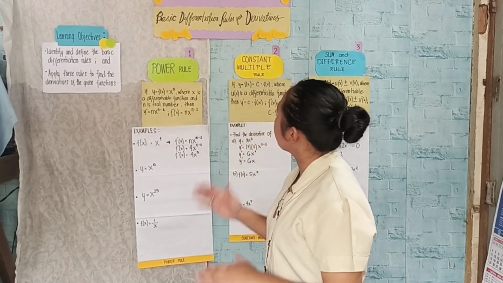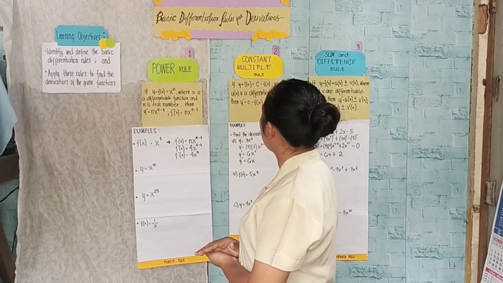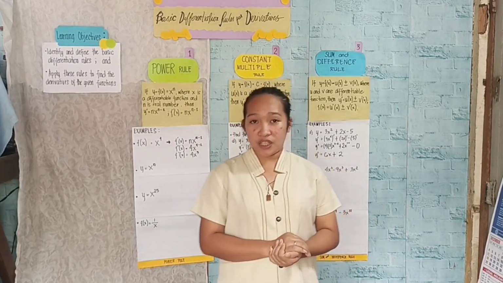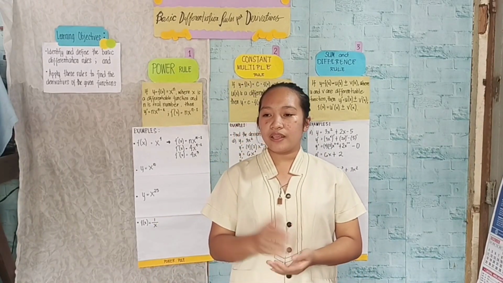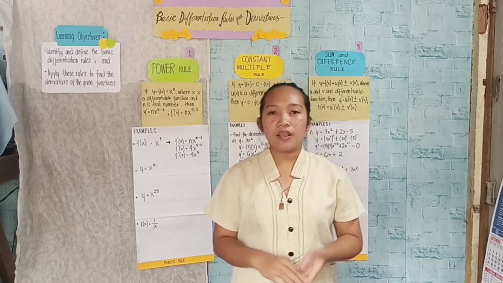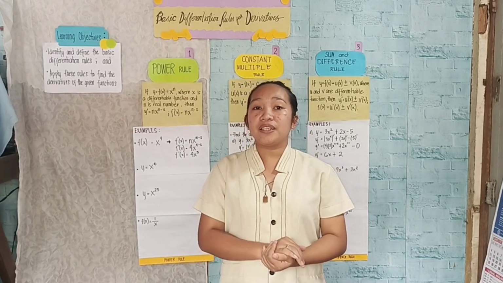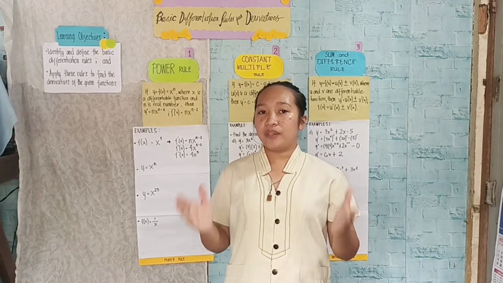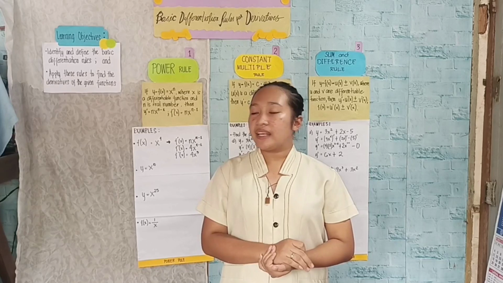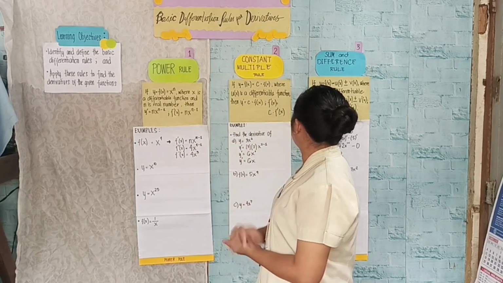And our topic for today is the basic differentiation rules for derivatives. So who among you here has the idea of differentiation? Okay. Thank you. So differentiation is the process by which we find the derivative of a given function. And today, we will have three basic rules of differentiation. That is the power rule, the constant multiple rule, and the sum and difference rule.